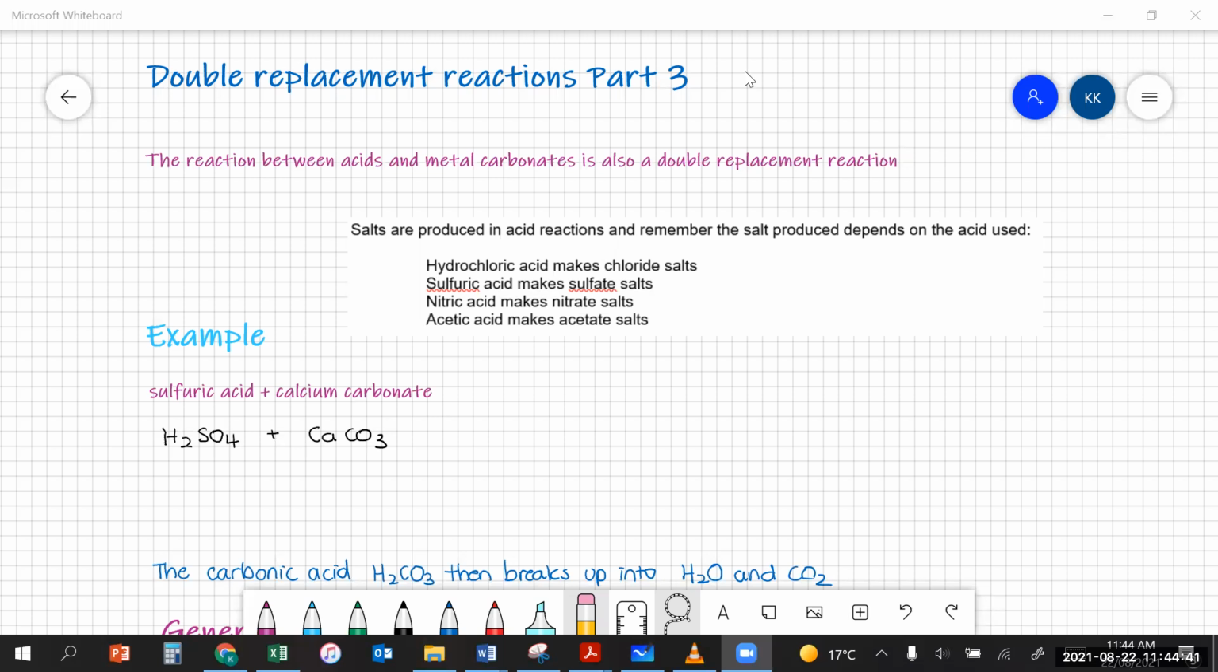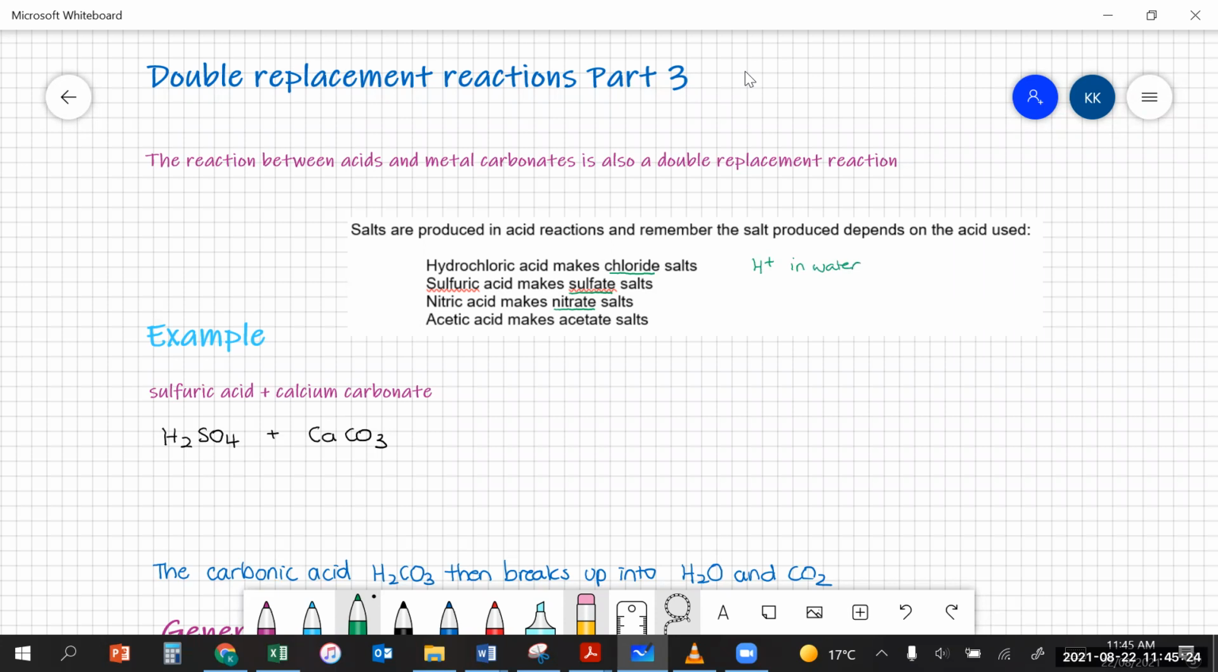You'll remember that acid reactions are dependent on which acid you use as to which salt you get. The acid metal carbonate reaction is another type of double replacement reaction where we need to remember that hydrochloric acid makes chloride salts, sulfuric acid makes sulfate salts, and nitric acid makes nitrate salts, etc. You'll remember we talked in our last video about how all acids release H+ when you put them in water, so they all do the same type of reaction.